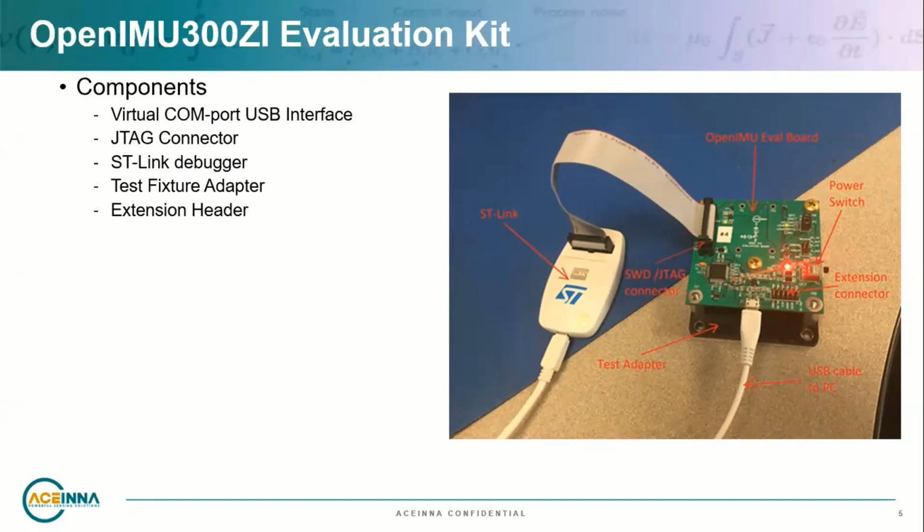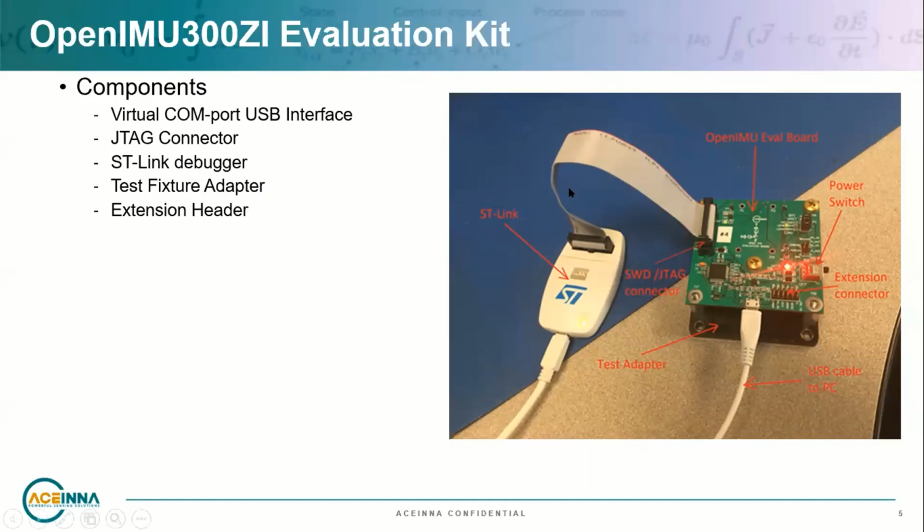And we have the eval board along with the coordinate reference frame mount diagram on the board as well, which helps you to mount it properly on your vehicle or any platform. And also we have the OpenIMU300ZI unit that is mounted underneath this board, which is not visible in the picture, but it's mounted underneath the PCB.